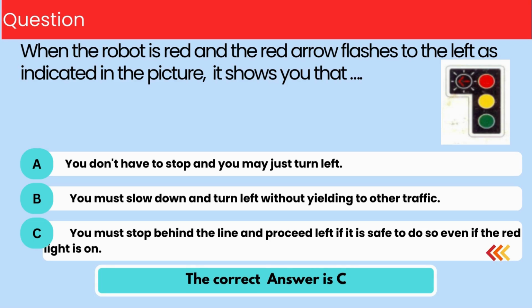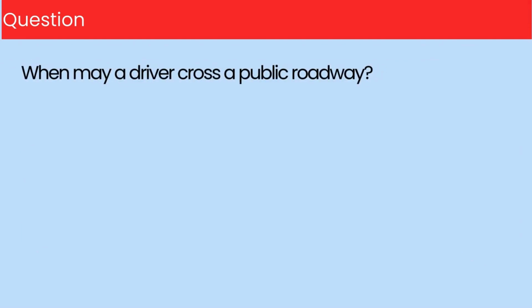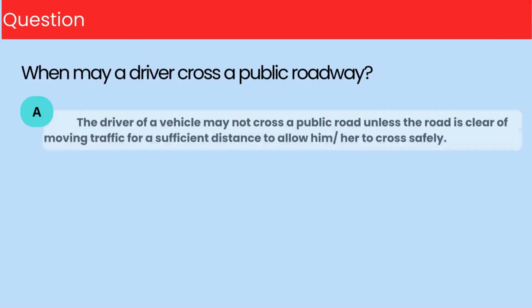When the robot is red and the red arrow is flashing to the left, it means that while you must stop behind the line, you are allowed to turn left if it is safe and there is no oncoming traffic or pedestrians. Question: when may a driver cross a public roadway?